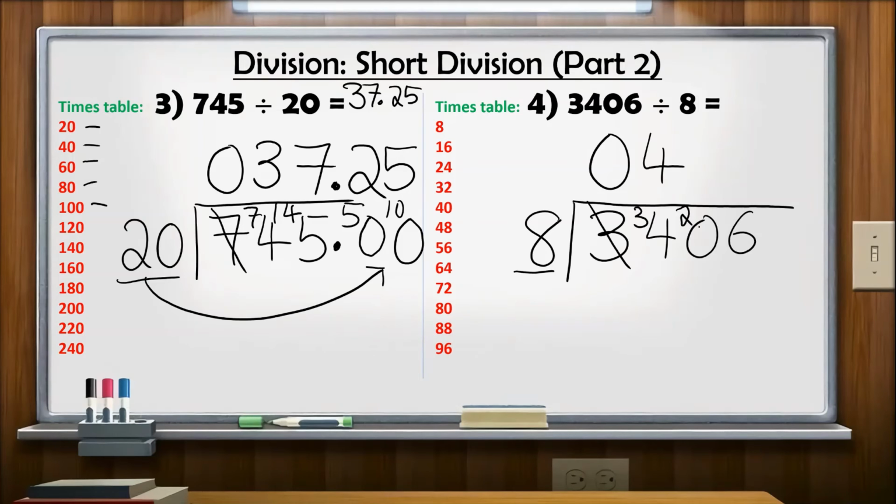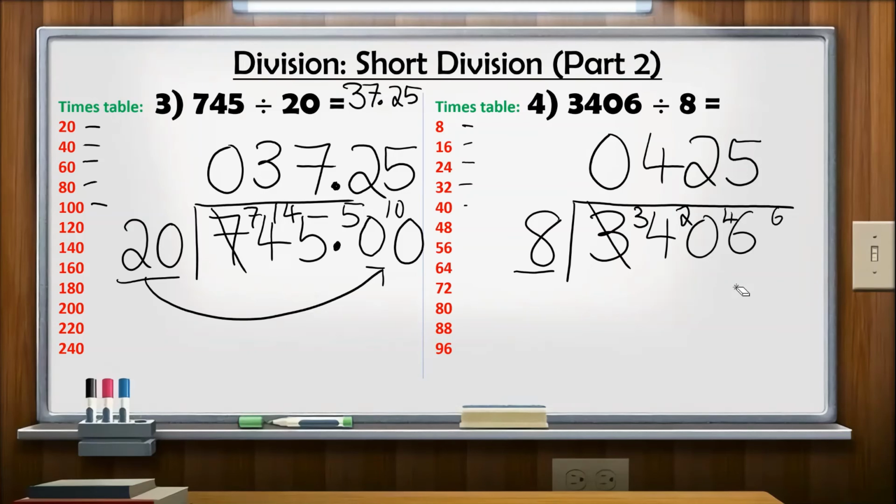So my 0 now becomes 20. So I'm going to ask myself, how many 8s can I take out of 20? And using my times table, I can see that it is 2. Again, I have a remainder, which I'm going to carry over to my next digit. And the remainder is 4. So my 6 now becomes 46. So I'm going to ask myself, how many 8s can I take out of 46? And using my times table, it is 1, 2, 3, 4, 5. And I have a remainder of 6.